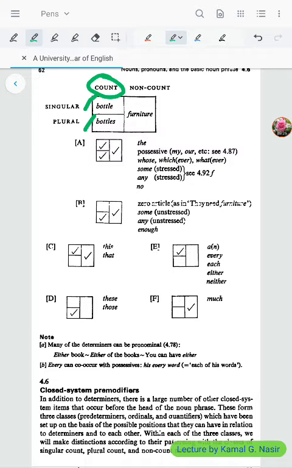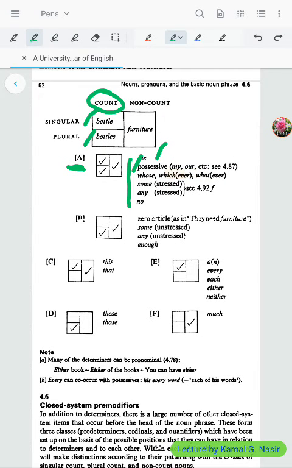Look well. Now we come to the determiners. The first group, group number 1, which is A, includes the article, and the possessives, for example, my, our. You see, these are possessives. Also, they are determiners. Whose, which and whichever, what and whatever. Some when it is citrused, any when it is citrused, and no.